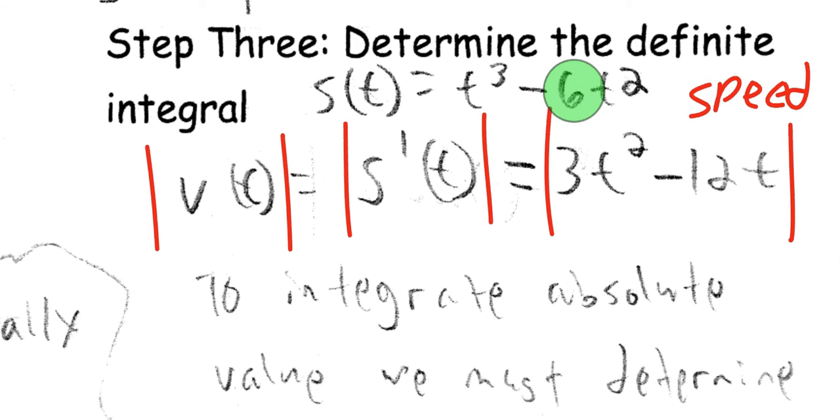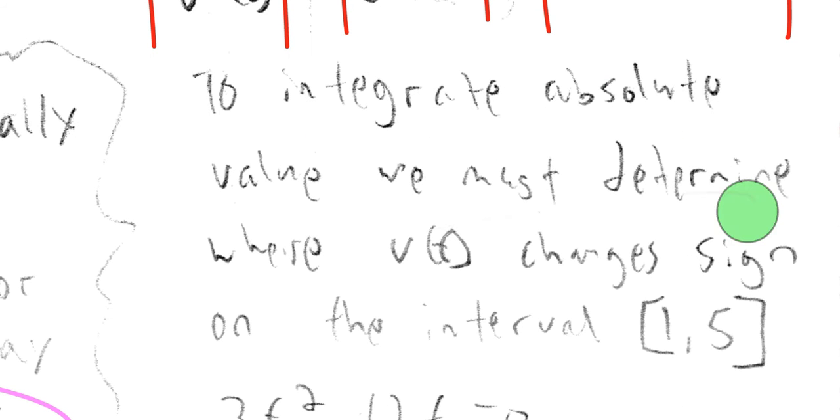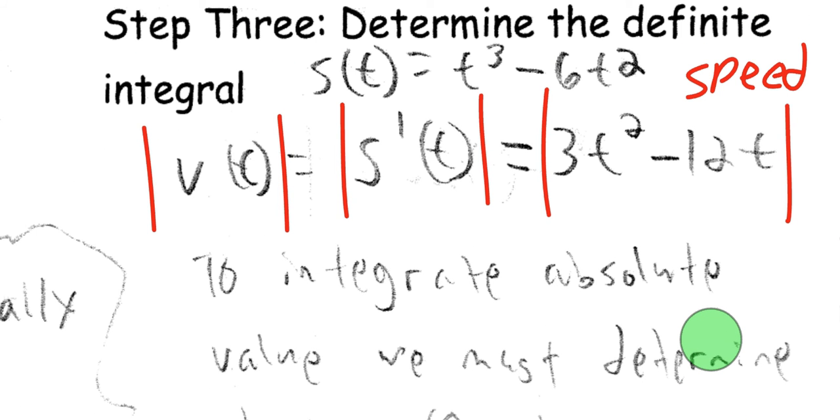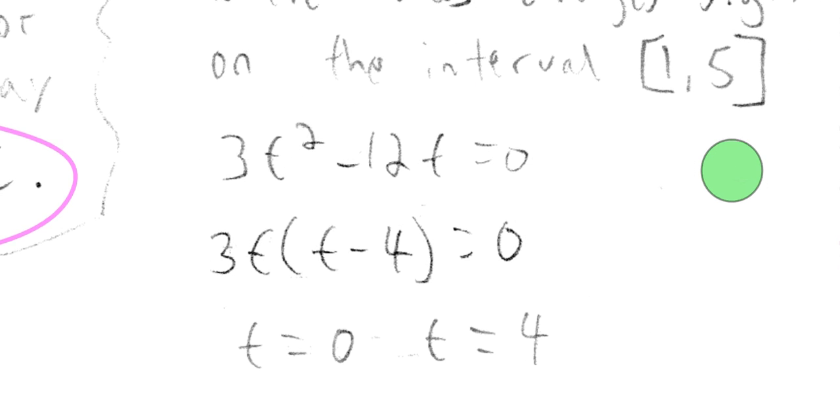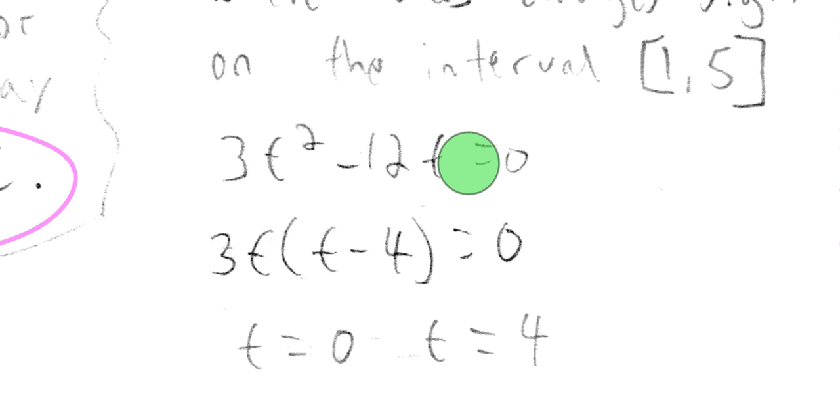Simple enough, right? To integrate an absolute value, we must determine where v of t changes sign on the interval 1 to 5. We've taken antiderivatives of absolute values. If you want to, you can go back and review that lesson. But basically, you've got to figure out where it crosses the t-axis. So to do that, you set it equal to 0. Pull a 3t out. That's the GCF of these two terms. Set them each equal to 0. You get t equals 0 for the first one and t equals 4 for the second. So this is where it crosses the t-axis.